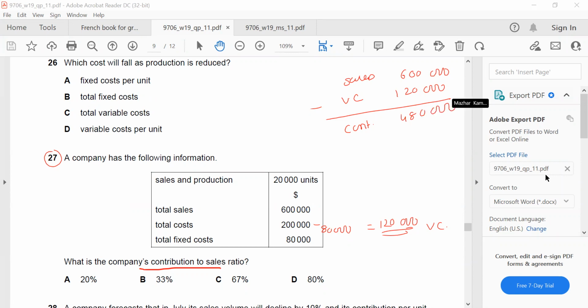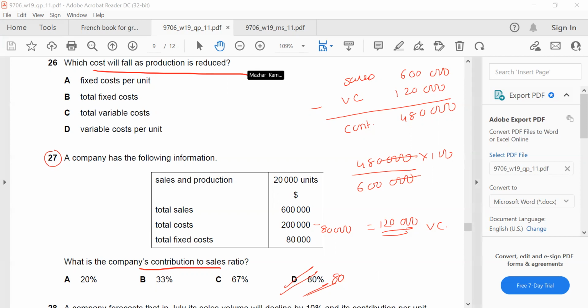Yeah. So contribution to sales ratio is contribution upon sales into 100. So 480 divided by 600 into 100, it is 80%. Okay? This was easy. Yeah, I got it. I made a silly mistake, that's all. Okay.